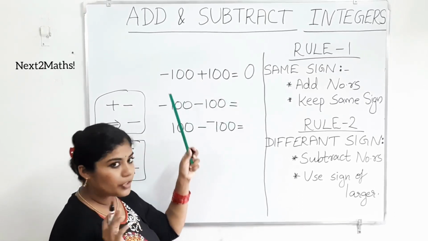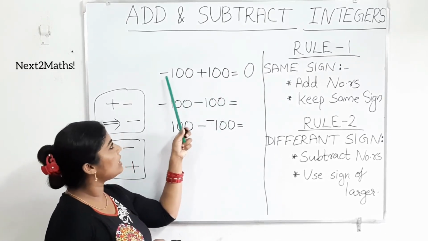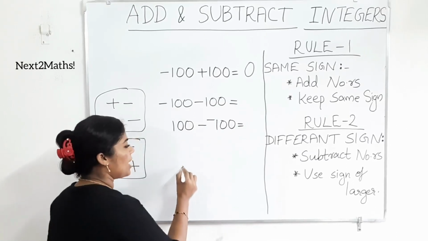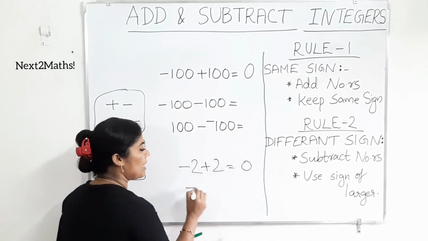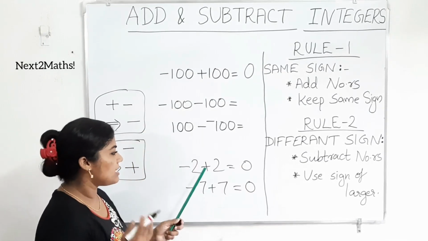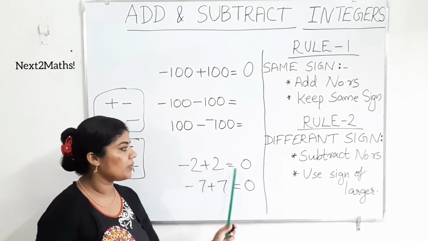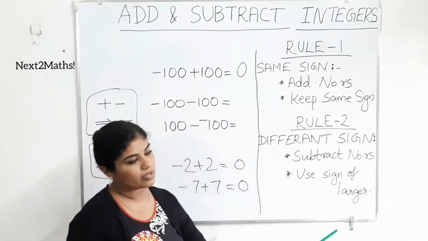So you have to know one more thing. If you have the same number with different signs, you can directly write 0. Okay. Minus 2 plus 2. What is the answer? 0. Minus 7 plus 7. What is the answer? 0. Okay. Same number with different signs, you can directly write 0 or you can go with these rules also.